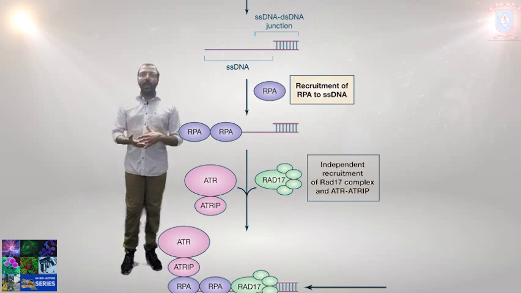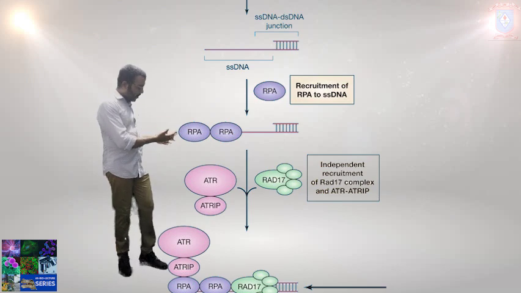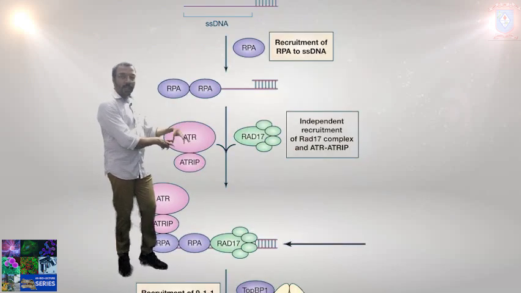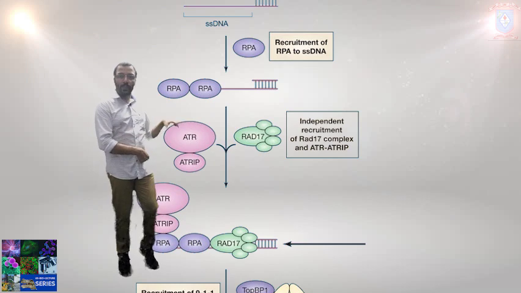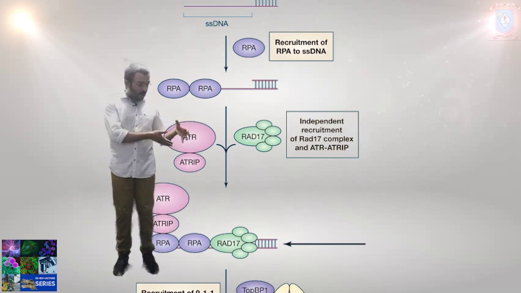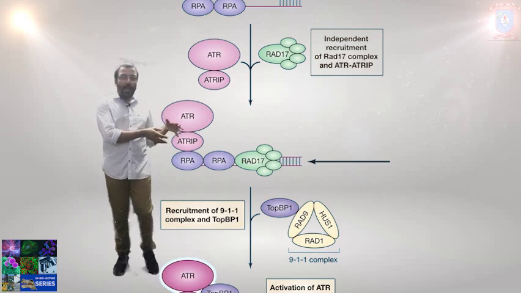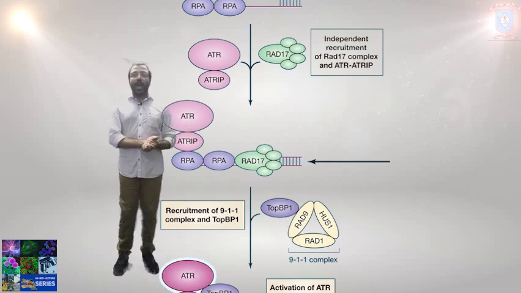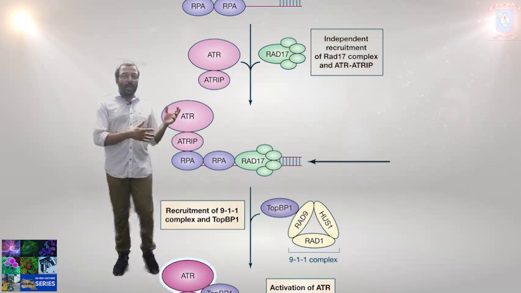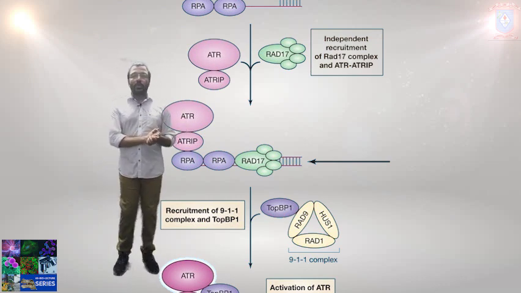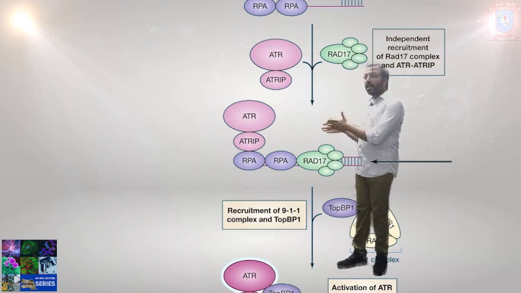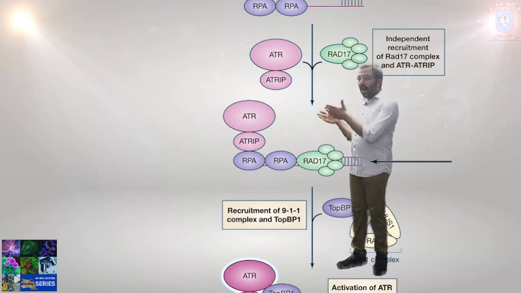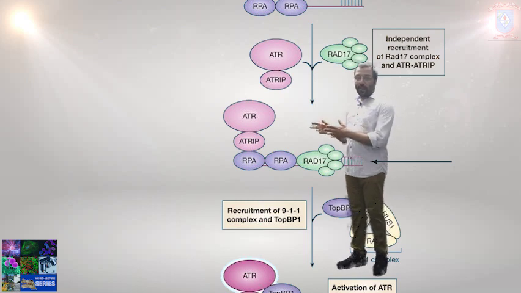The next step, ATR interacting protein. Here you can see the ATR interacting protein, that is ATRIP, which is the regulatory partner of ATR, and these two proteins, ATRIP and ATR, directly bind to RPA coated single-stranded DNA and thereby enable the ATR-ATRIP complex to localize to the sites of DNA damage. You can see here the attachment of the ATR-ATRIP complex on the RPA protein.